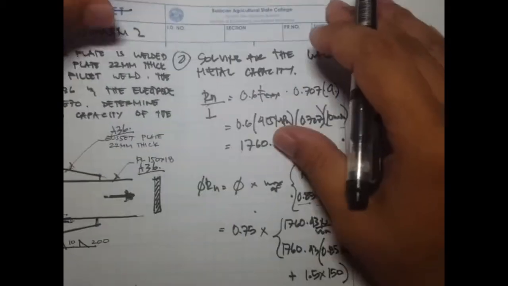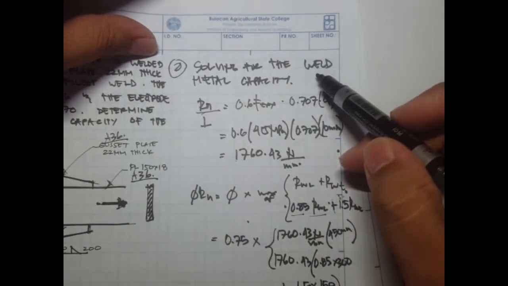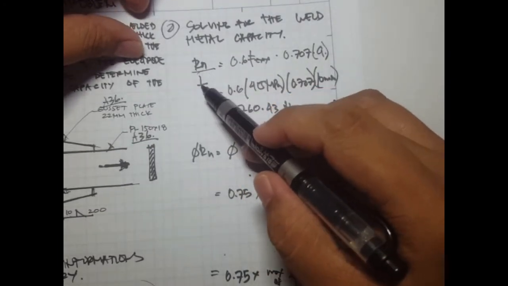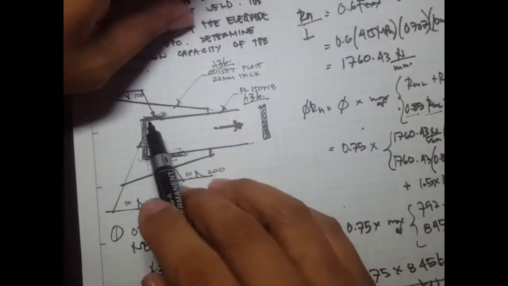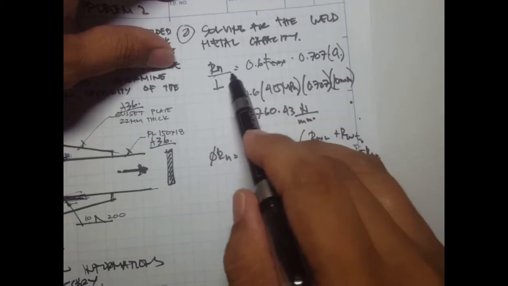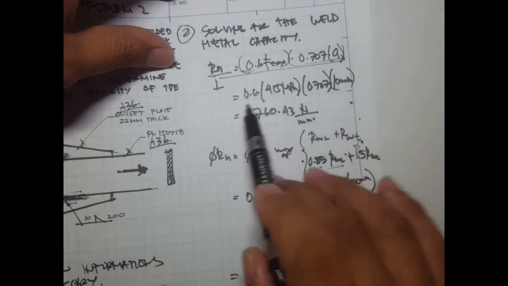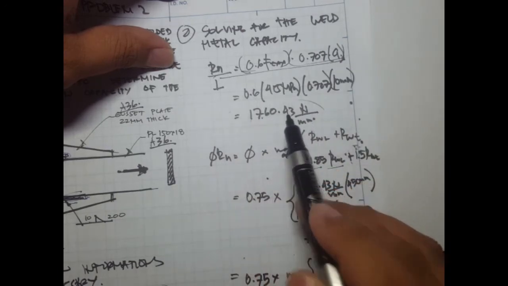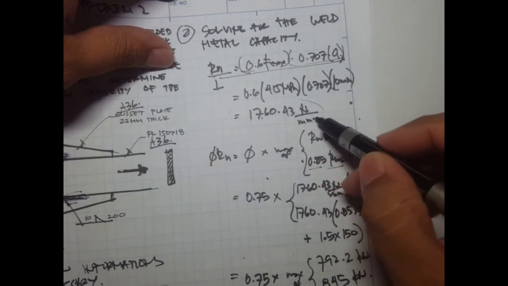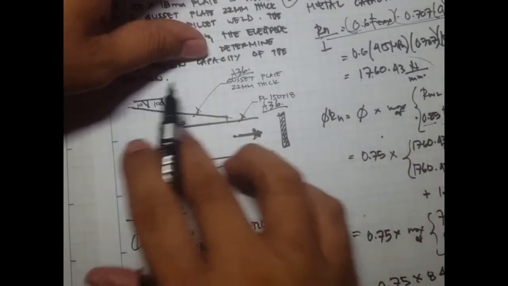Anyway, moving on, our second step was to solve for the weld metal capacity. We first solve for the capacity per unit length, because once we have this, then we can just multiply it to whichever lengths. So we substitute the values in this equation, and we obtain a value of 1760.43. That's in Newton per mm. If we multiply that to our weld length, then we'll obtain the nominal capacity of the weld.